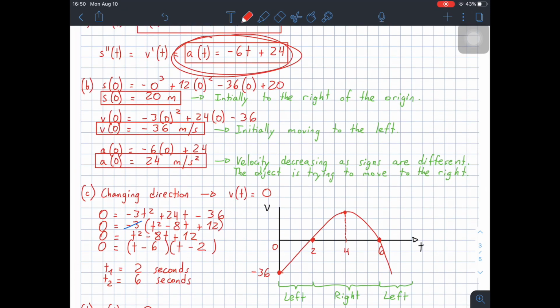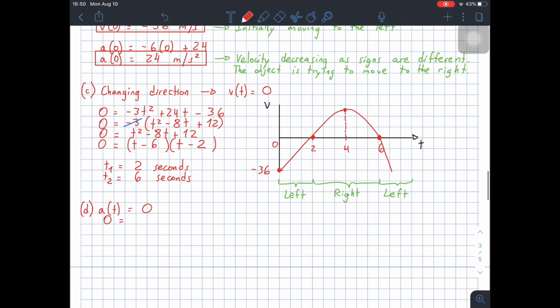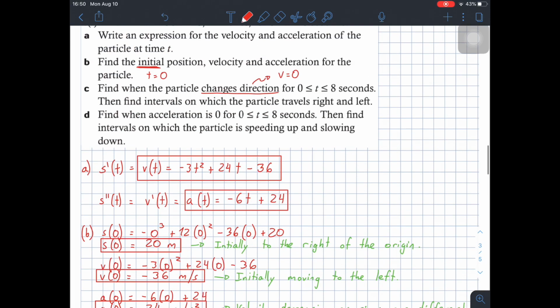The acceleration function is this one over here. So we're going to say that 0 is equal to negative 6t plus 24. And we're going to solve for t. We're going to find the time when acceleration is 0. So this is basically, if we take it to the other side, time is equal to 24 divided by 6, and that's 4 seconds. That means that at 4 seconds, the acceleration of this object is equal to 0. Okay, so we already found this. And then it says, then find the intervals on which the particle is speeding up and slowing down.